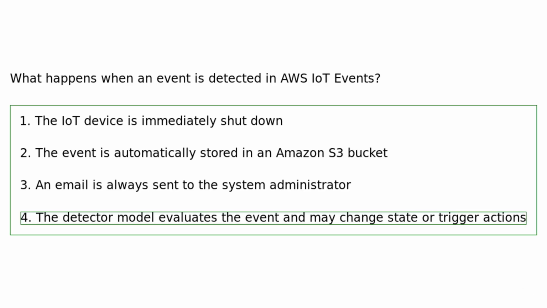When an event is detected in AWS IoT Events, the detector model evaluates the event against its defined logic. Based on this evaluation, it may change state and/or trigger one or more actions, such as sending a notification or invoking an AWS Lambda function.